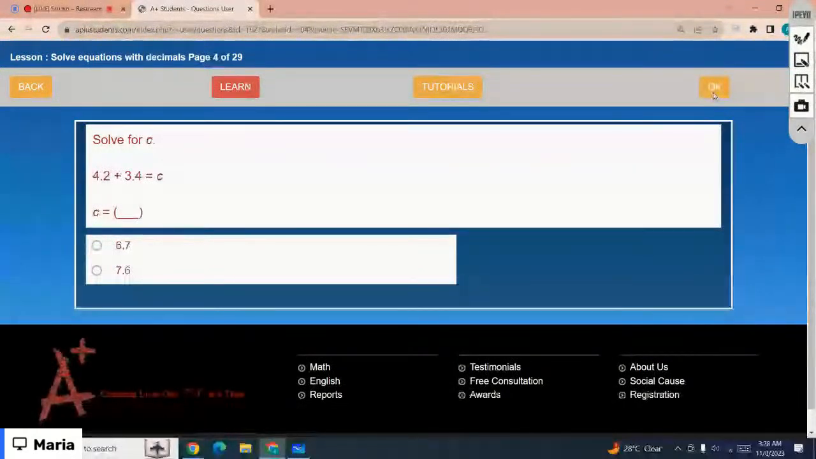Solve for C. 4.2 plus 3.4. So which is the correct option? Yes, the correct option.